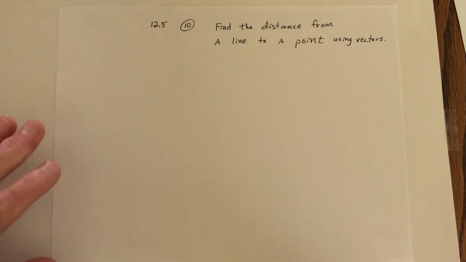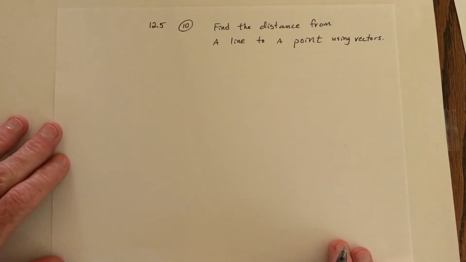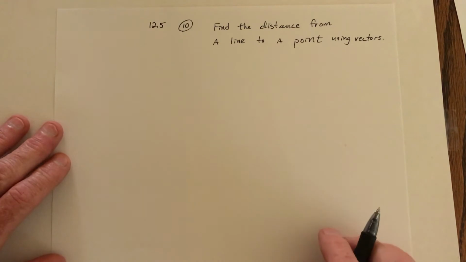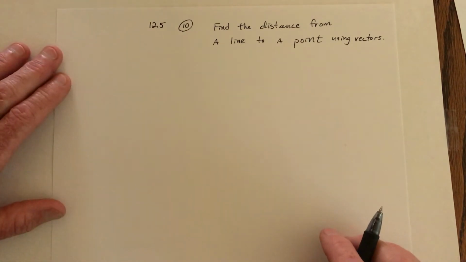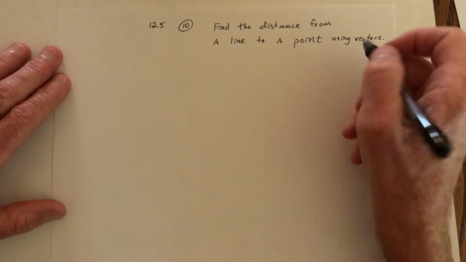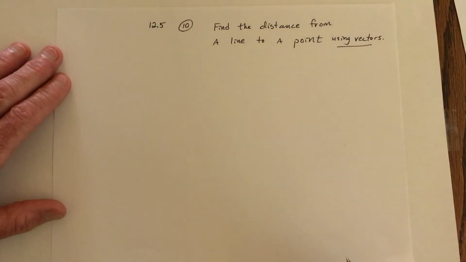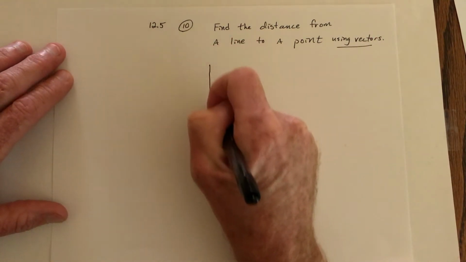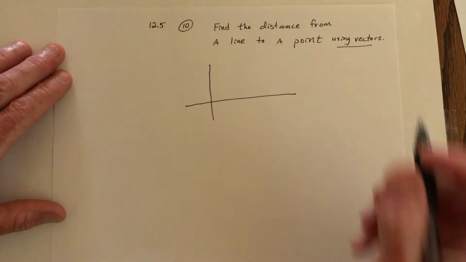So here's an example that is similar to 12.5, number 10. Find the distance from a line to a point. And we're going to be using vectors. So I'm going to do a simple example.